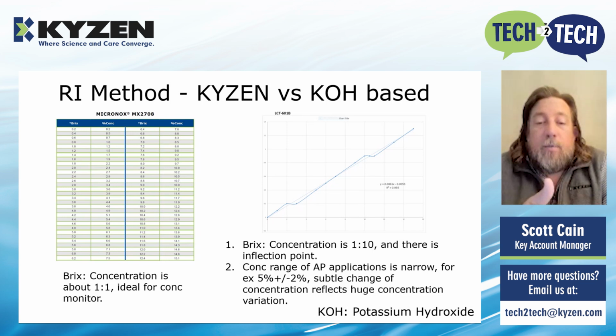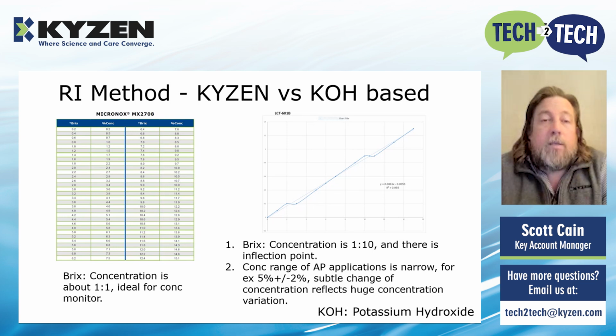Well, when we go to some of the KOH-based products, the concentration is 1 to 10, and there's an inflection point that we talked about. But some of those KOH products, the concentration range is narrow for these advanced packaging applications. We want to have it within a couple percentage. But you can see that there's subtle differences that can create a big change in what that concentration variation is.